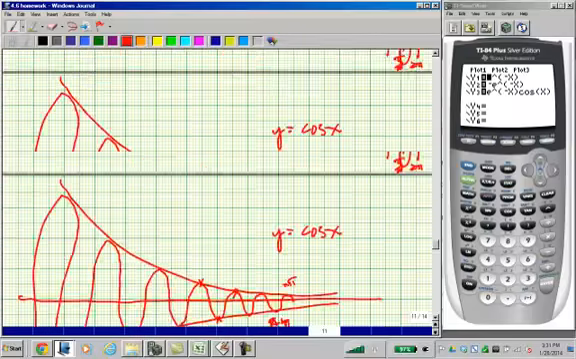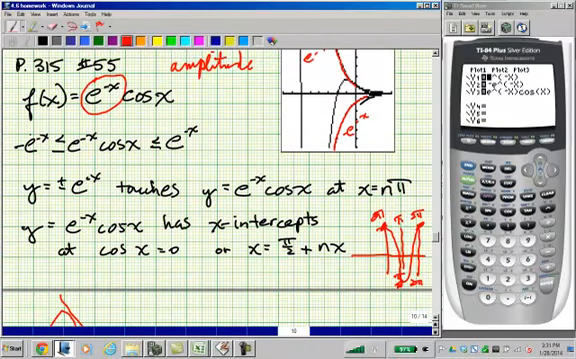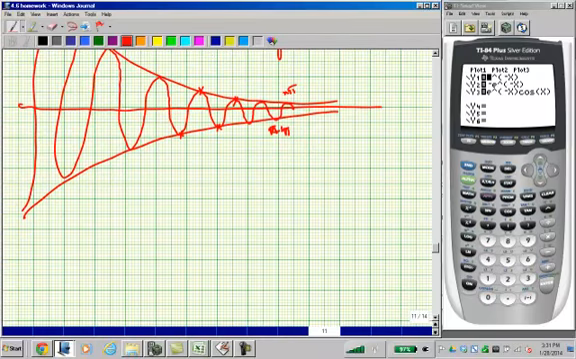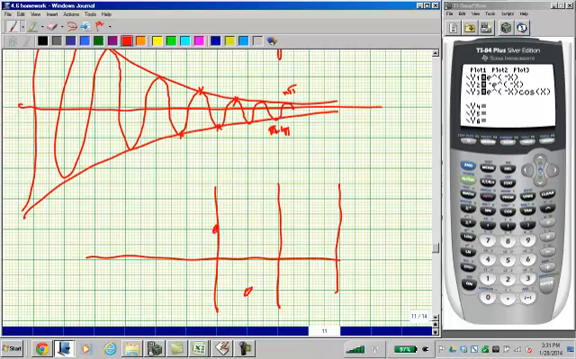So where were we? Now, e to the negative x times the cosine of x has x-intercepts where cosine of x equals 0. In other words, it's going to have x-intercepts where it always does, at pi over 2. So let's just draw a regular cosine again, a little better. So here's our cosine. It starts out at the max and goes down.